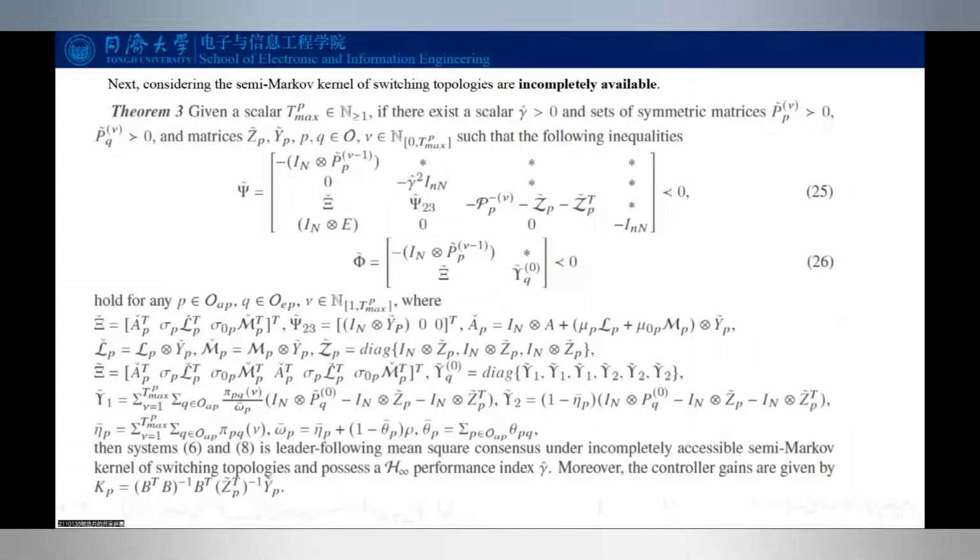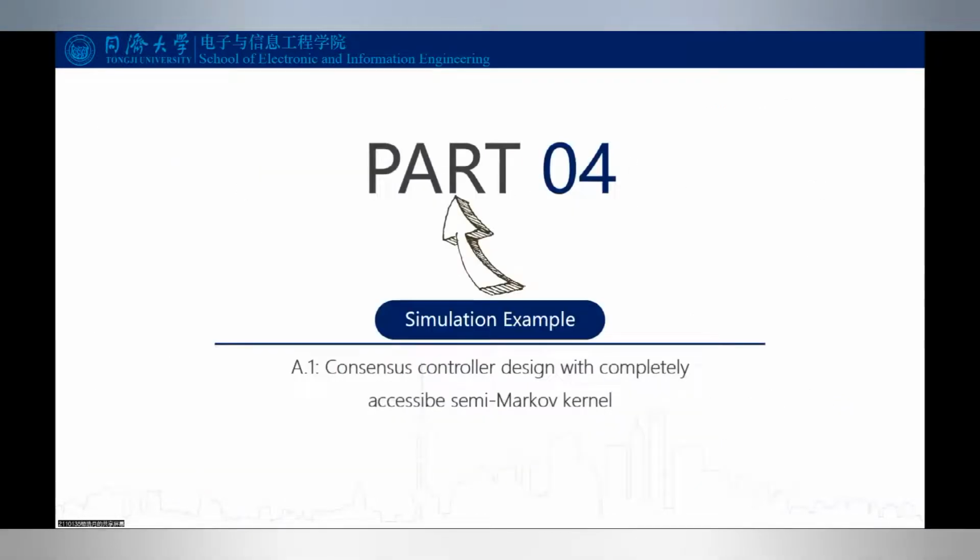Based on the above results, we consider the case where the semi-Markov kernel of switching topologies is incompletely available. Correspondingly, theorem 3 gives the controller gains design and sufficient conditions for ensuring the existence of controller gain for the above case. Part 4 is simulation example.